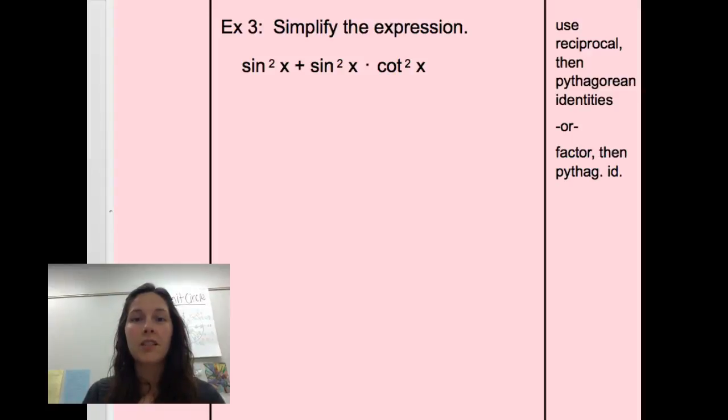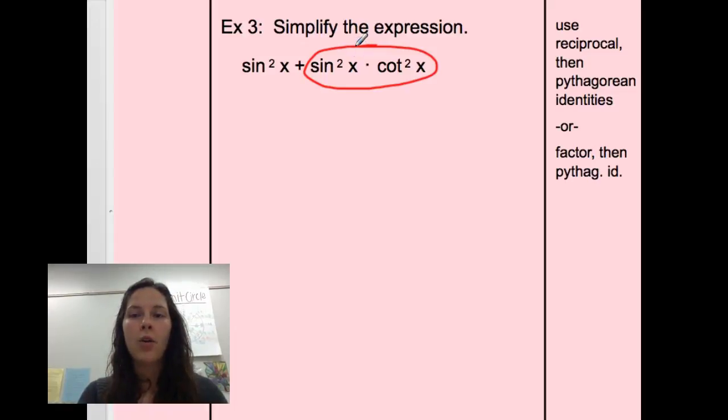Now we're going to take a look at some of the more complicated and more difficult ones to remember. So we're going to start with using one of the Pythagorean identities. Now there's a couple of options on this one. You can simplify this expression right here by using reciprocal identities, and then we'll have a Pythagorean identity. Or you can notice that both terms have a sine squared x, and you can factor it out.